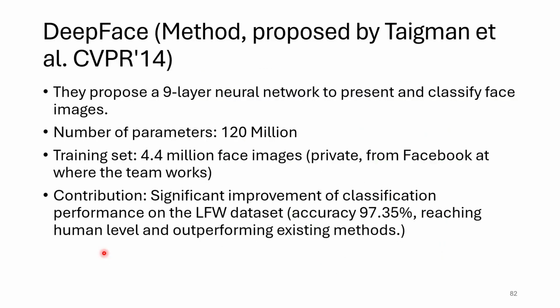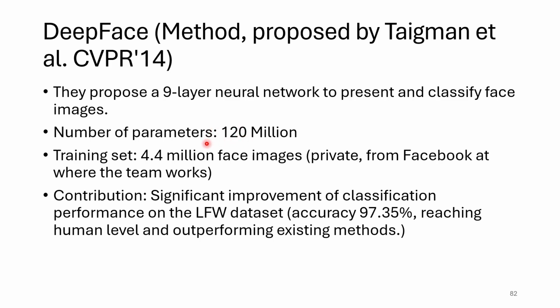Let's see DeepFace first. As you can see, in 2012 AlexNet was released, so this was the explosion of neural networks. In 2014, they developed a neural network-based face recognition algorithm. There are only 9 layers because in 2014, AlexNet, VGG and GoogleNet had just been released, and one year later ResNet would come, with the depth increasing to 152.